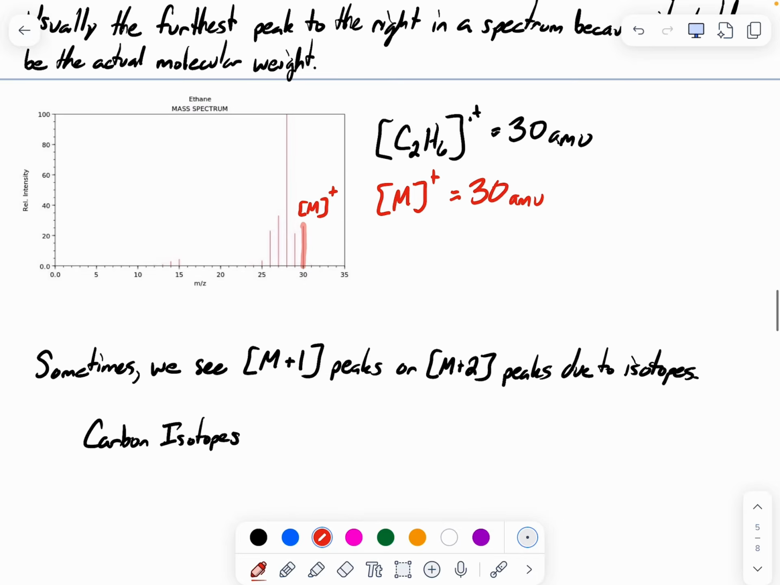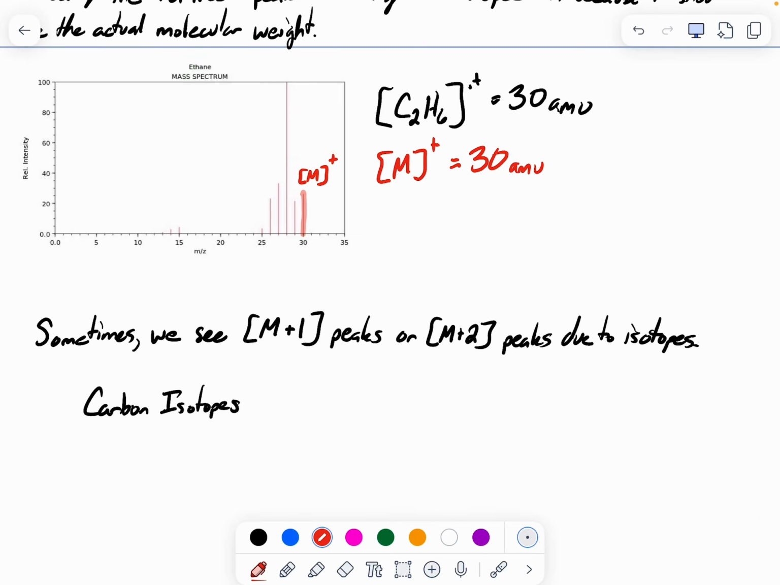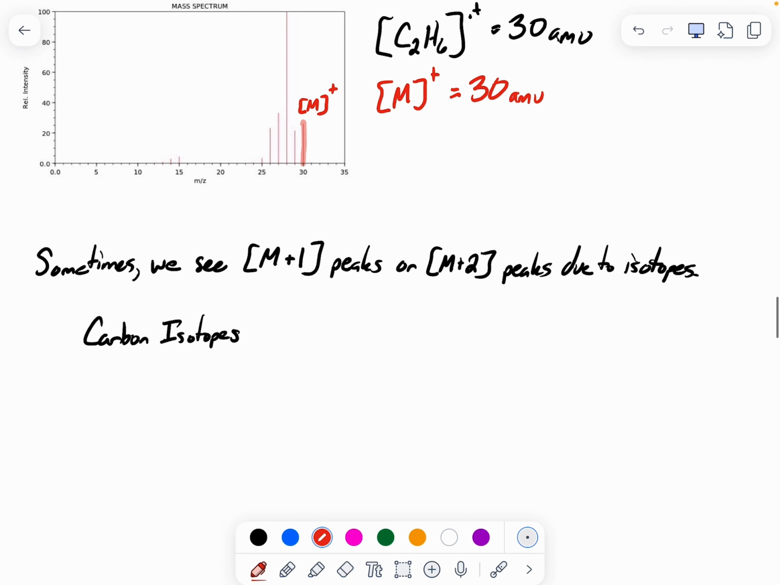One of the things that you'll notice, though, is sometimes it is not the furthest right-hand peak because we have things that are called the M plus 1 and M plus 2 peaks. Because molecular ions are fantastic, but we also have isotopes that can change that mass. So for example, carbon has two isotopes. Carbon-12, which is the one that is most commonly occurring in nature, makes up 98.9% of all of the carbon in the world. We also have carbon-13.